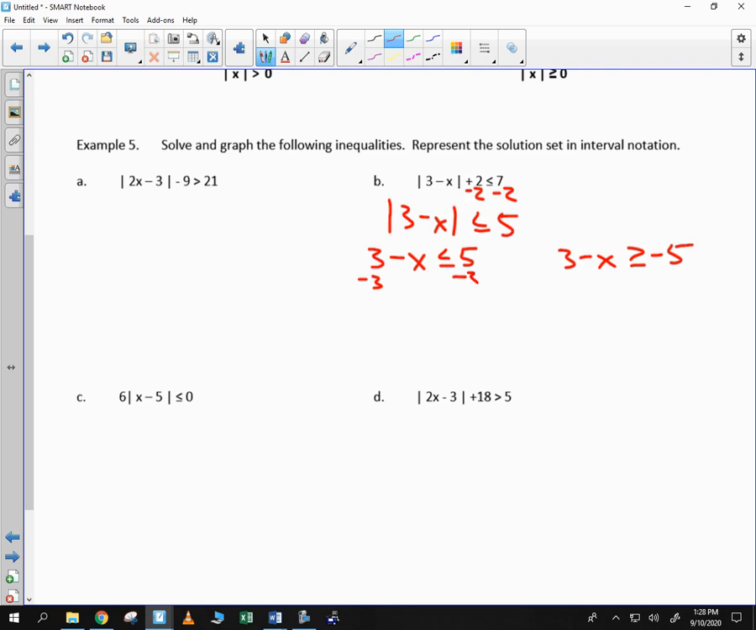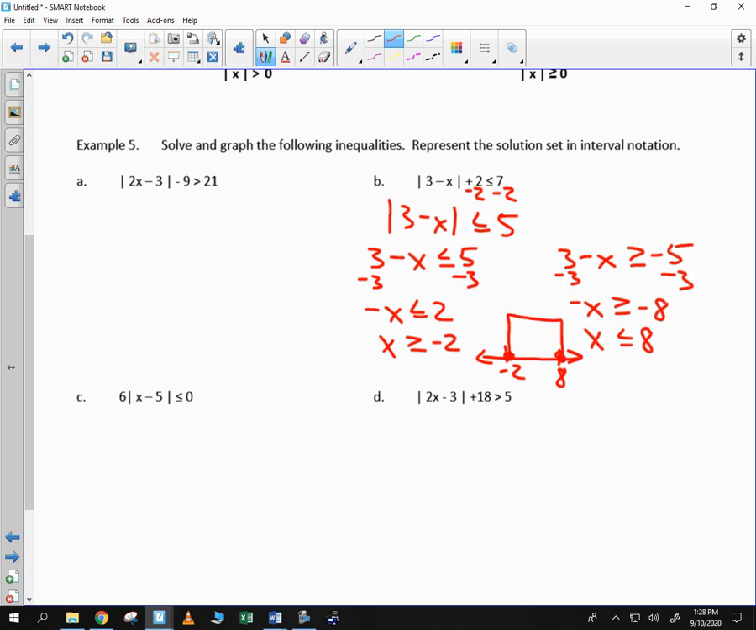Subtract the 3, negative x less than or equal to 2. Divide by negative 1, x is greater than or equal to negative 2. Subtract 3, negative x greater than or equal to negative 8. Divide by negative 1, x less than or equal to 8. And so if you plot these, I have negative 2 and I have 8. I have closed circles on both, and arrows together. So the solution set in interval notation would be negative 2 to 8. So that's a less than situation.